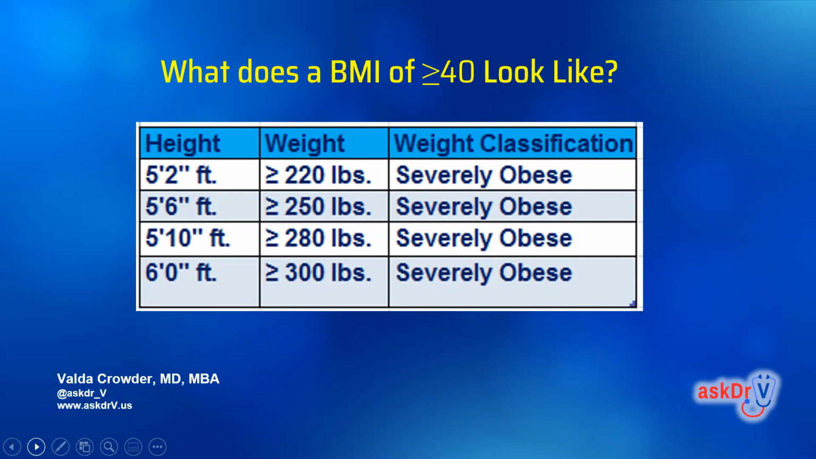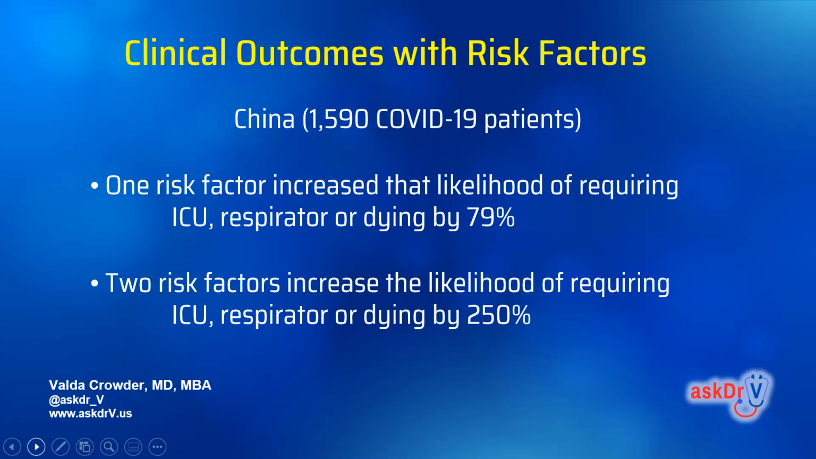At any age is a risk factor. All right, so let's take a look at some of the data coming out of China, because we're starting to get really early data coming out of China. China looked at 1,590 COVID patients. If they had one risk factor, it increased the likelihood of requiring an ICU, respirator, or dying by 79%. If you had two risk factors, it increased the likelihood of requiring an ICU, ventilator, or dying by 250%.